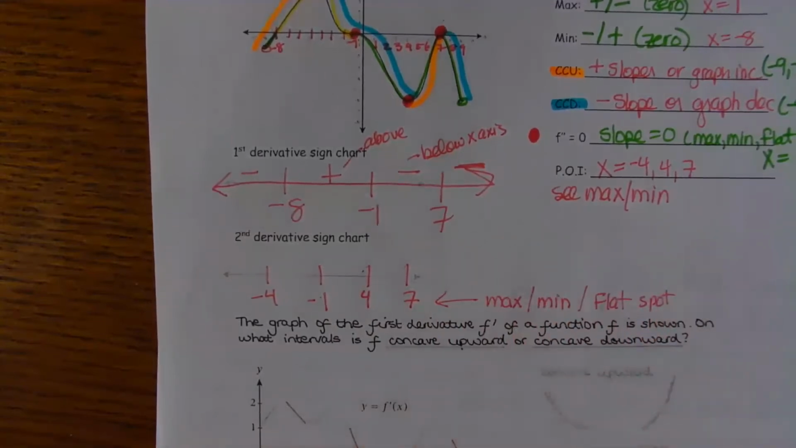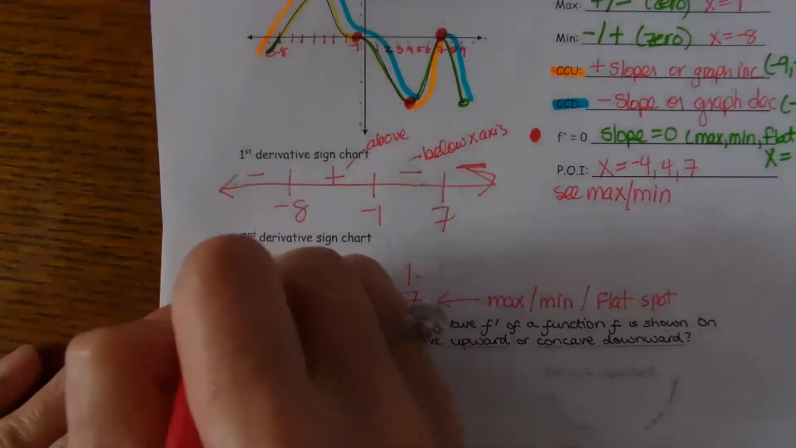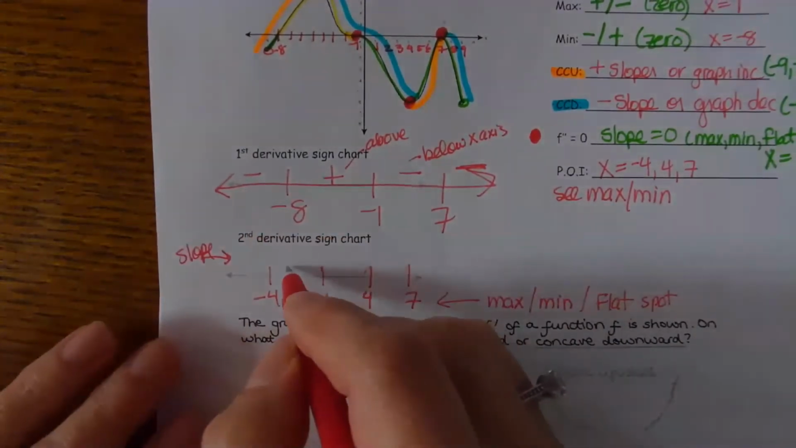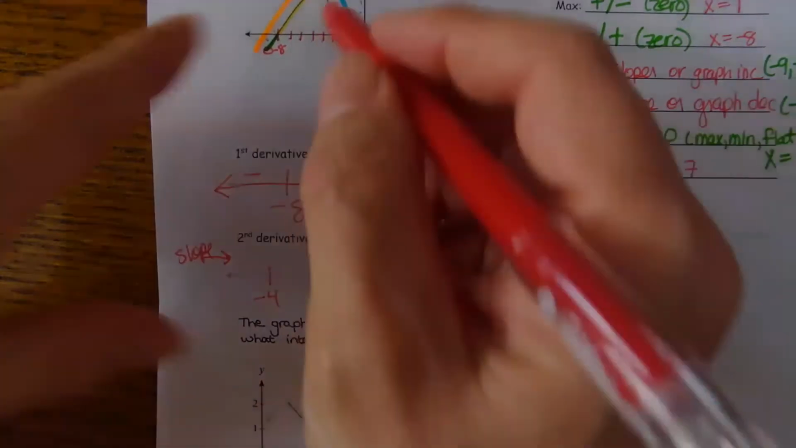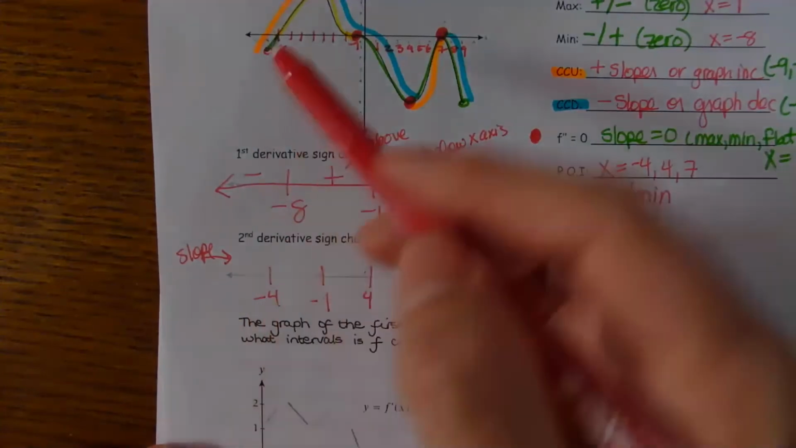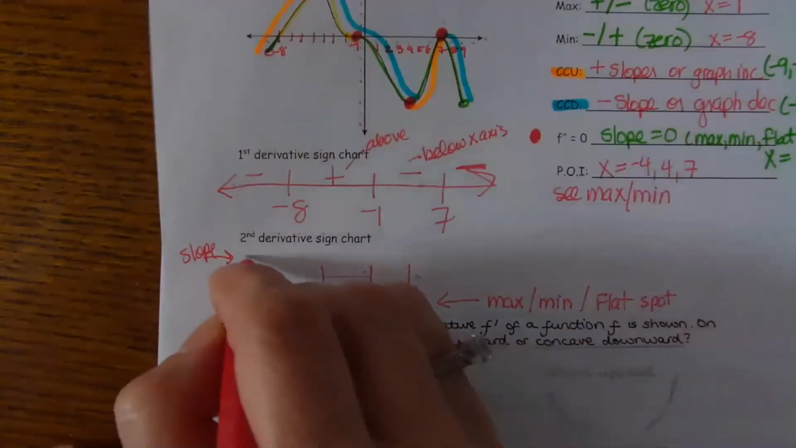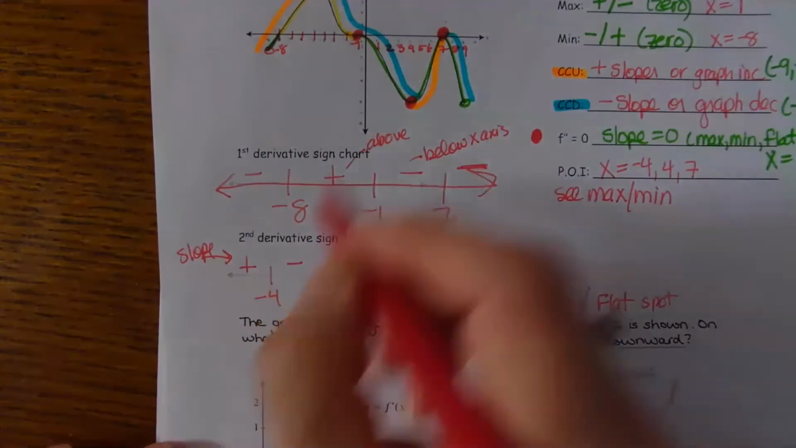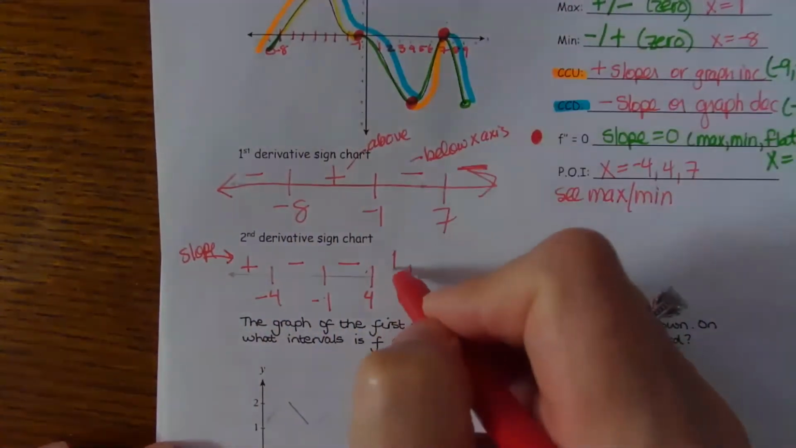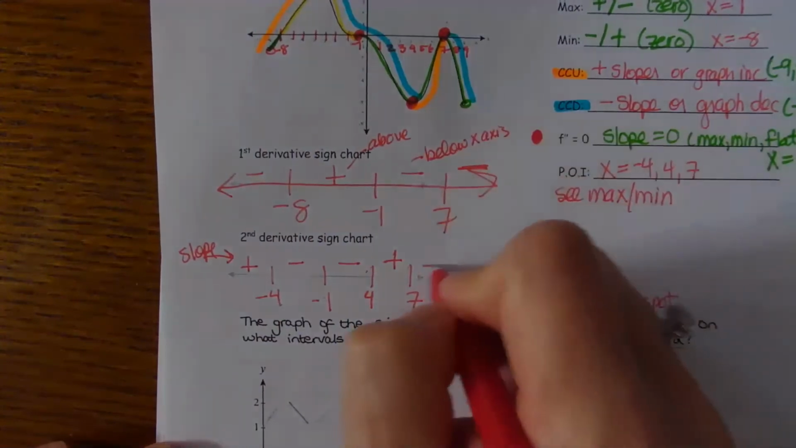Now, how do I know? To get my signs, what do I read? Slope. Because it's the second derivative, which means it's the derivative of the derivative, and derivative means slope. So right here, we're positive, then we're negative, and then negative again, and then we're positive, and then we're negative.